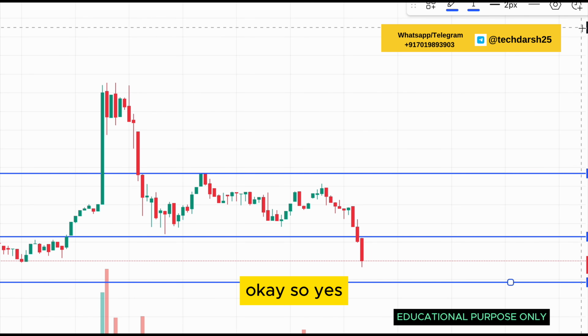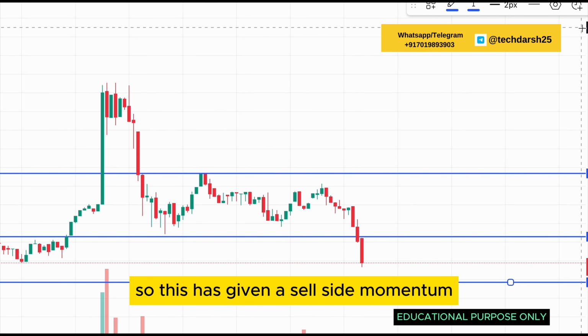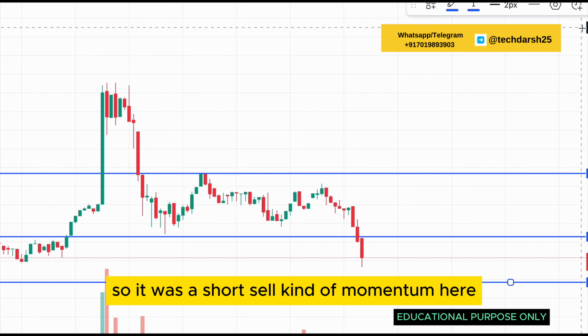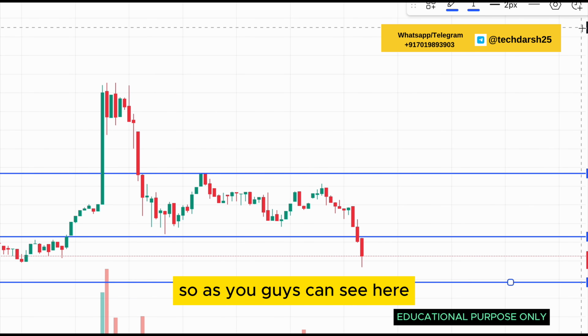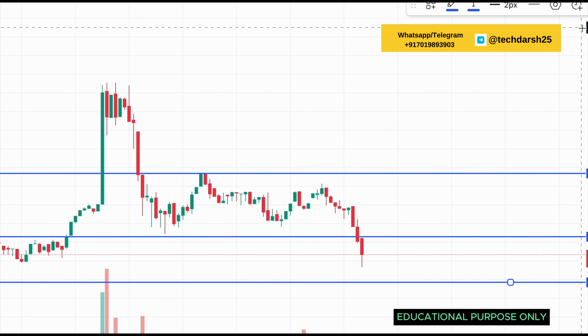This has given a sell side momentum, a short sell kind of momentum here. As you can see, this is almost touching the next support level we have in this particular chart. This is how the price action has performed as of now, according to the kind of formation it had for today.